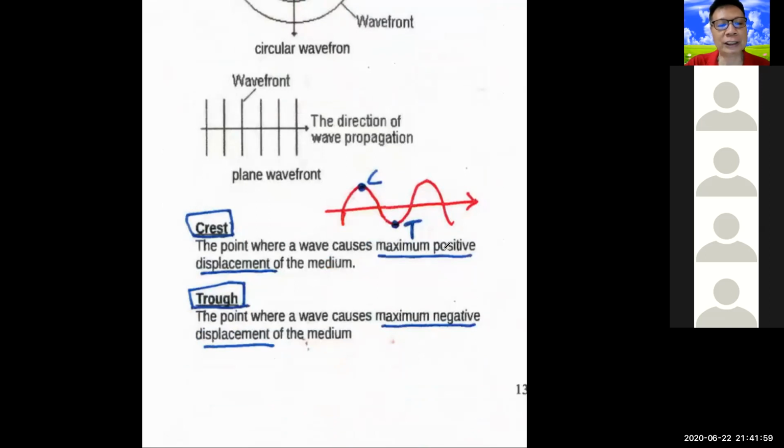Crest is maximum positive displacement. Trough is maximum negative displacement. Just highlight, can you take out this diagram? This is crest, this is trough. Okay, just take it out.